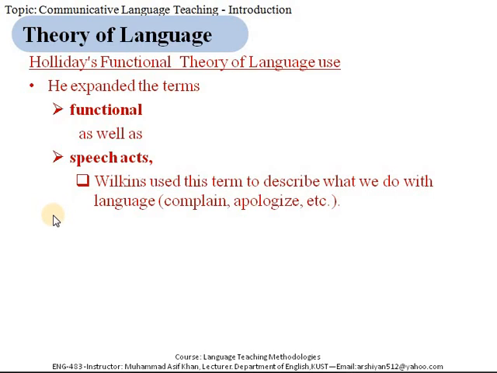As I told you, Wilkins expressed two categories of meanings. The first one was the notional category, and the second one was the category of communicative function, where we understand the communicative function of the language as described in requests, denials, offers, and complaints. So here we see that he expanded the functional account of language use as well as the concept of speech acts.